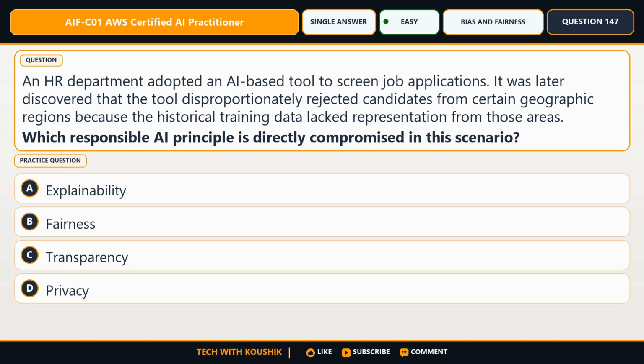Now compare the choices one requirement at a time. Choice A. Explainability. Choice B. Fairness. Choice C. Transparency. Choice D. Privacy.